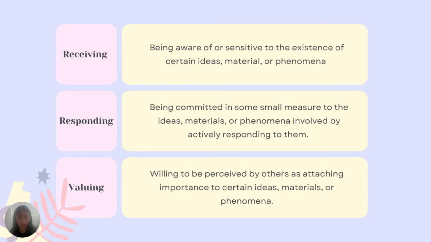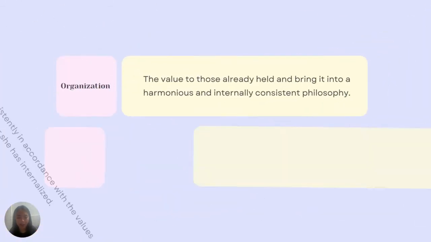Next is valuing. This is where you're willing to be perceived by others as attaching importance to certain ideas, materials, or phenomena. An example for that is to increase measured proficiency in, or you can also have it to support. That's an example.